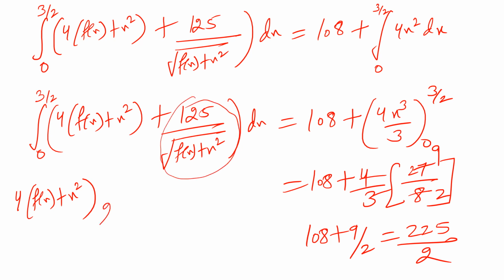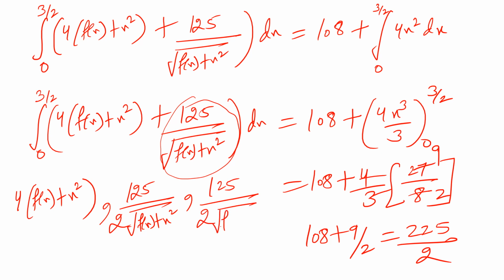That is another number I am taking: 125 upon 2 times under root f(x) plus x square. And then again 125 upon 2 times under root of f(x) plus x square. I have taken three numbers. To these three numbers, or three expressions, I'll be applying the AM-GM rule.